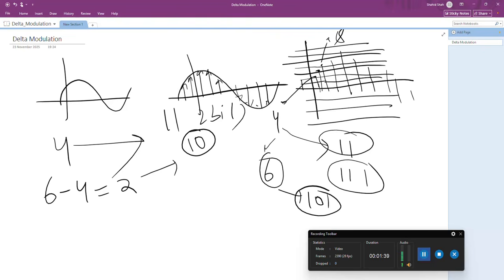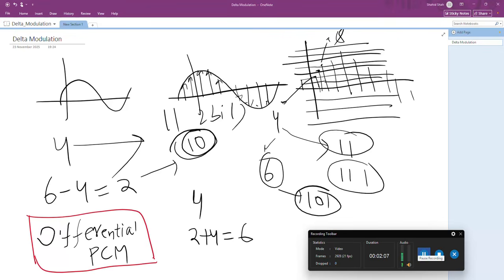So the strategy at the receiver is, the receiver first receives 4, then receives the difference of 2, so it will do 2 plus 4, and the receiver will get 6. You see, we have conveyed the same information, but we have used fewer bits. With just 2 bits, we are able to convey the next quantization level. This is the whole idea behind a technique which is an enhancement of pulse coded modulation, called differential PCM. Differential PCM is a generalized concept, and a special case of differential PCM is called delta modulation.